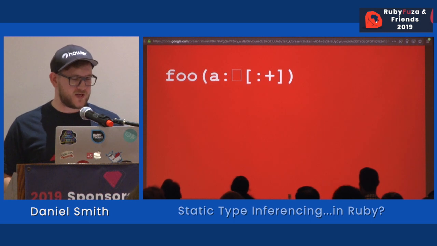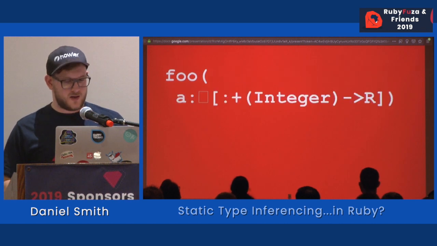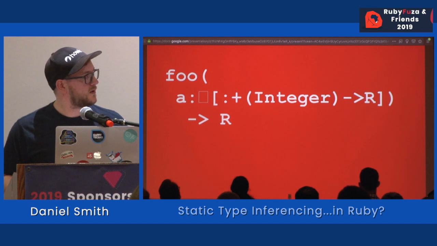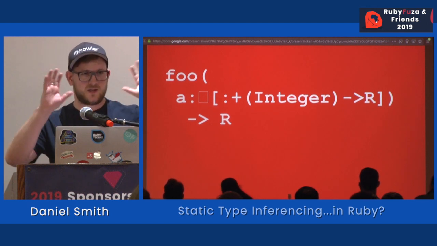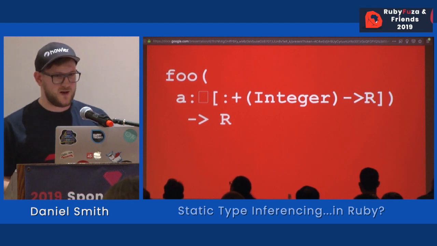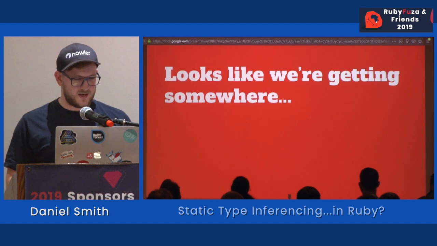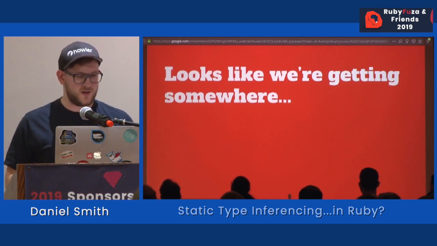So foo takes an a, that's something that has a plus, that takes an integer, that returns something, and that is what foo returns. So I had something like this, and I was building out, imagining the entire standard library in this crazy representation, and went down that rabbit hole. But it looked like I was getting somewhere. I was pretty chuffed with myself.